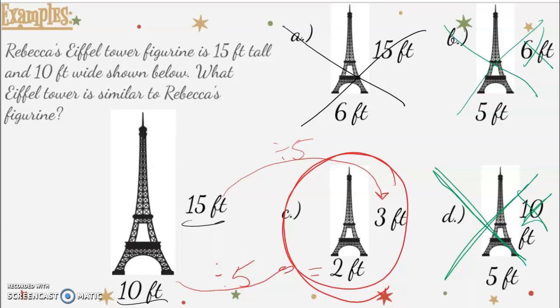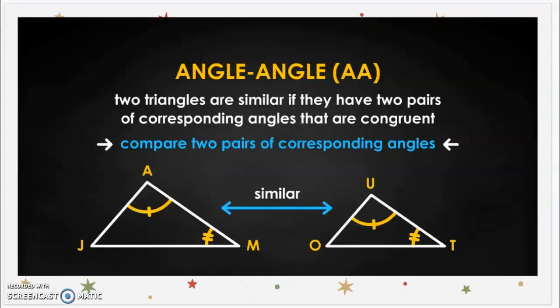And sometimes you'll be given a quadrilateral. So let's look at our quadrilaterals. There are some special triangles out there, and I'm going to teach you about 2 of them. Angle-angle triangles. This means that 2 of the angles are the same. So as you can see here, this angle A and U are the same.